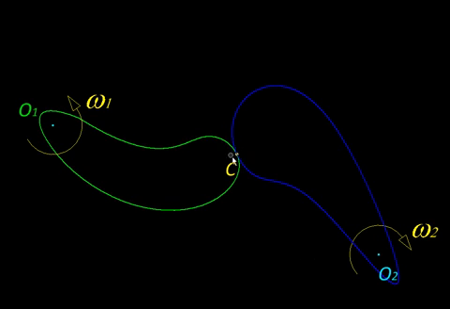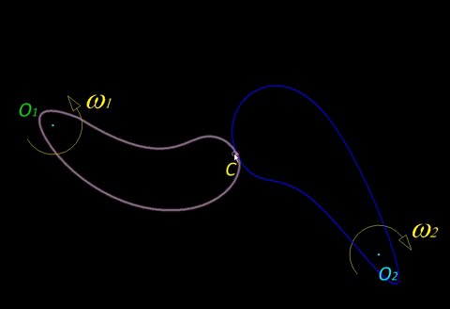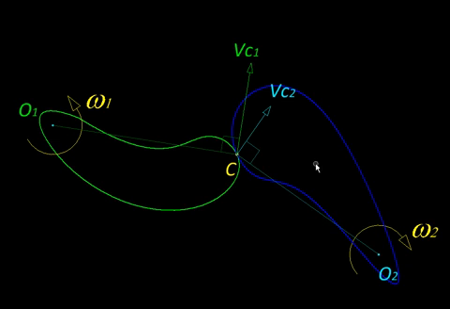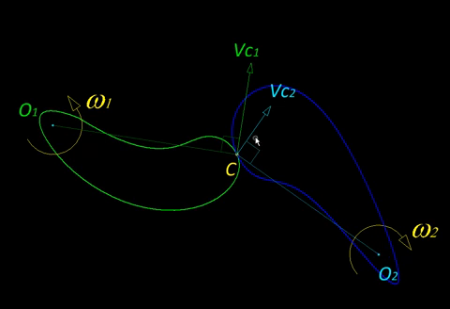For that we will consider this point C as a double point, a point which is situated on the green body and another coincident point situated on the blue body. The point C on the green body will have its velocity directed perpendicular to this line O1C. Similarly, point C on the blue body will have its velocity directed perpendicular to line CO2. Now these two velocities will have a certain relationship.